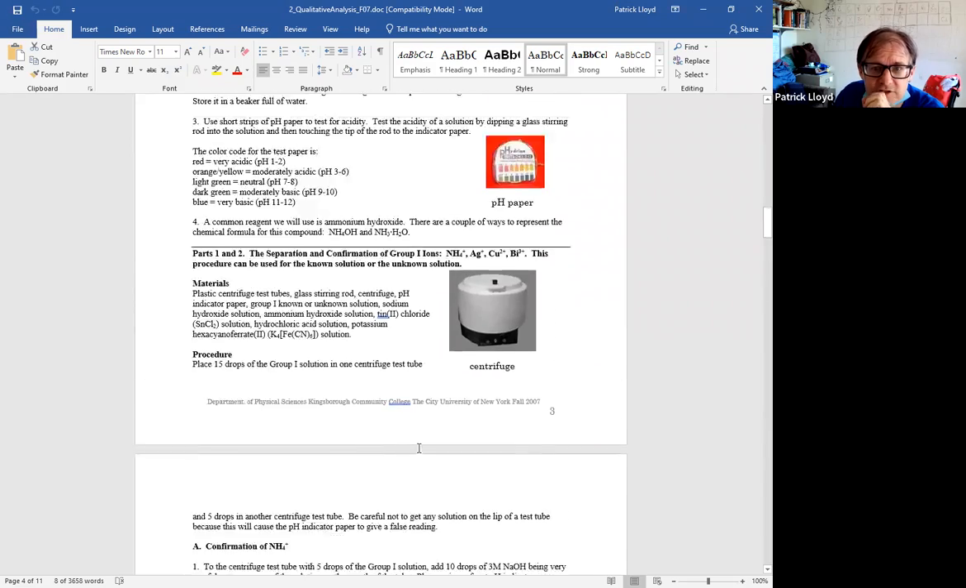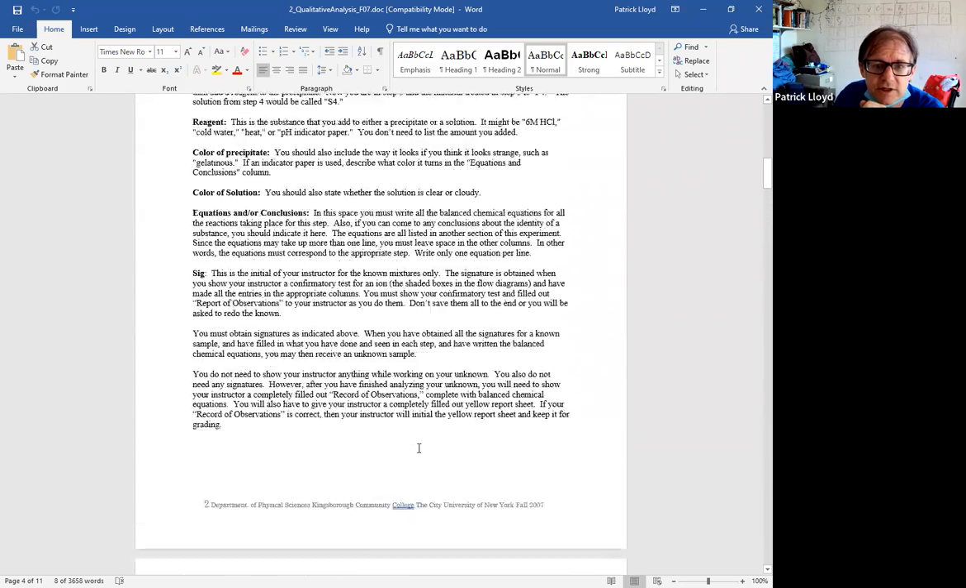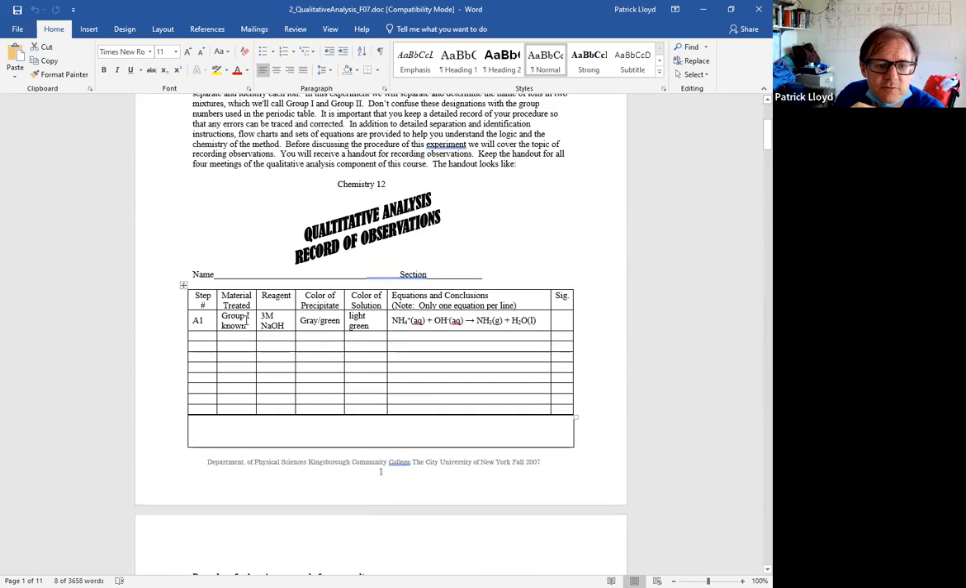Now, the terminology we're using is that you have a material treated. Here's that first step. In part A, remember A has part one and part two, so there are two steps there. Step one, I'm going to call it A1. What are you treating? What are you adding the reagent to? You're adding it to the group one known, the test tube that has group one known. What is the reagent? Well, you're adding 3 molar NaOH.